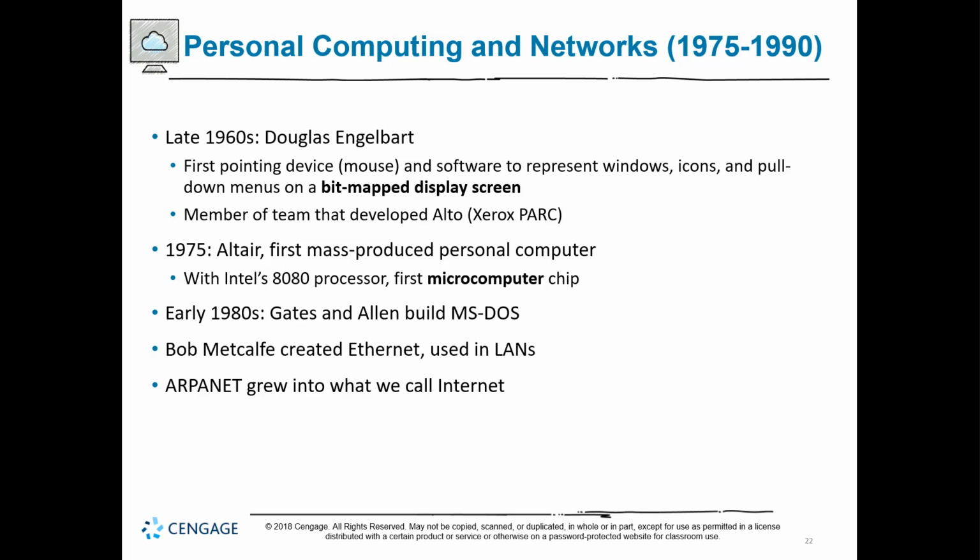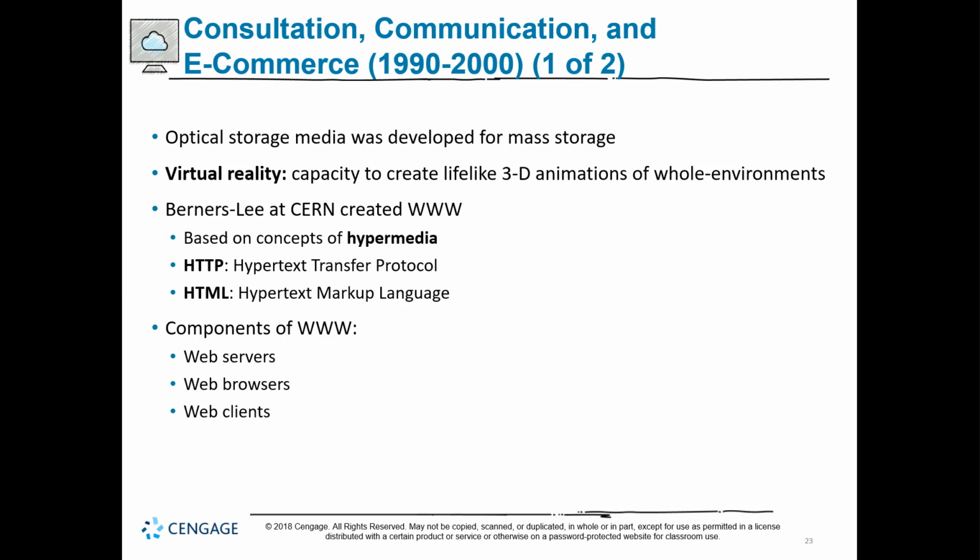This was the first true microcomputer chip. In the early 80s, we had Gates and Allen build MS-DOS. We had Bob Metcalfe build Ethernet, used in networking. We had ARPANET, which became the internet. Now we have things like optical storage: CDs, DVDs, Blu-rays. We have virtual reality. We have other forms, things like internet features, HTTP, hypermedia, streaming media. All of these were major growth components of the World Wide Web.